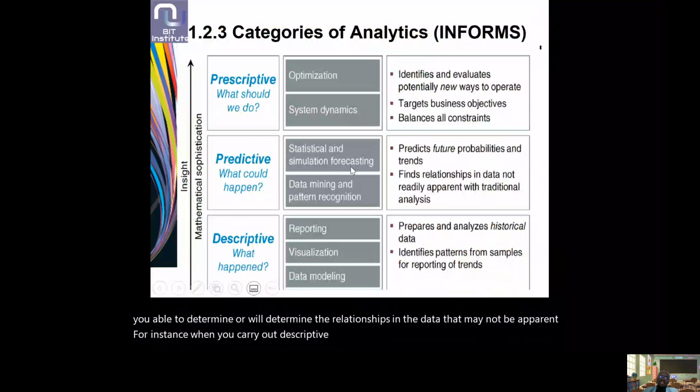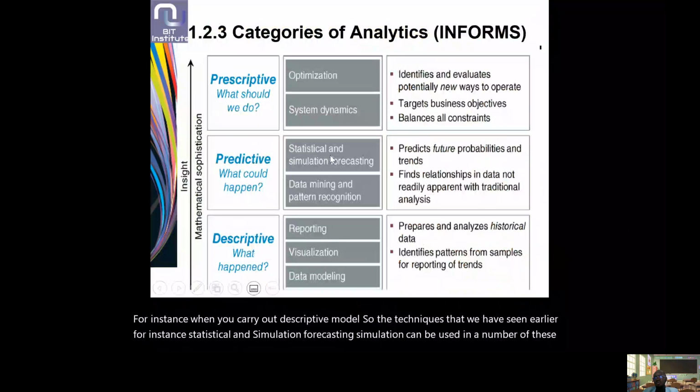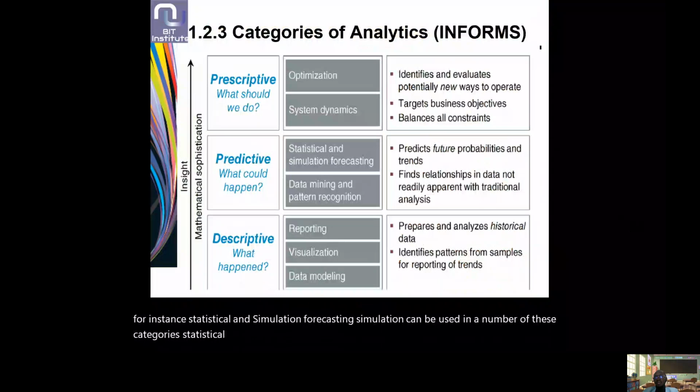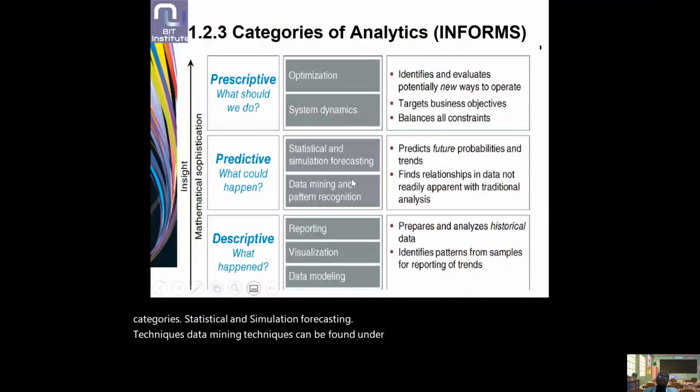So the techniques that we have seen earlier, for instance, statistical and simulation forecasting. Simulation can be used in a number of these categories. Statistical and simulation forecasting techniques, data mining techniques can be found under the predictive category, as well as pattern recognition techniques.